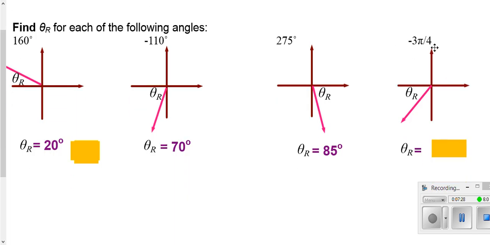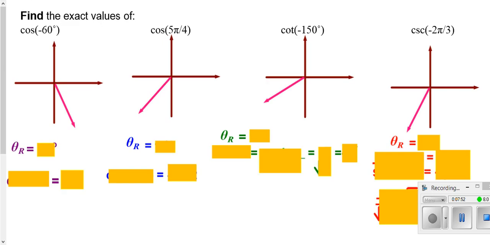Over here, at negative 3 pi over 4, your reference angle is going to be pi over 4, because you're a fourth of a pi down from pi right here. If it's anything pi over 4, your reference angle is pi over 4. If it's anything pi over 3, your reference angle is pi over 3. If it's anything pi over 6, your reference angle is pi over 6. So those reference angles are going to come into play when we try to work these out.